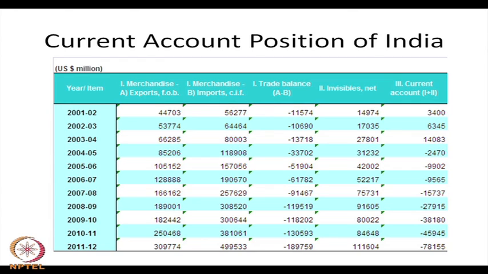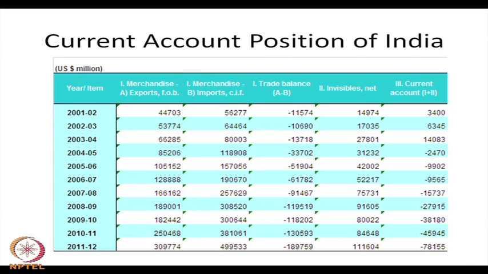Because the net inflow of the invisible account, though increasing, is not in a position to reduce the current account deficit over the years, the current account deficit has been increasing. If you go into further analysis of export and import, our export, though increasing, is accompanied by import also increasing at the same time.